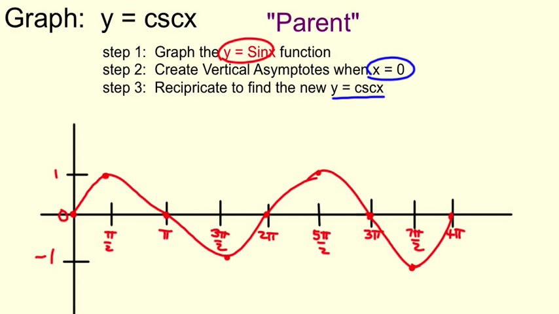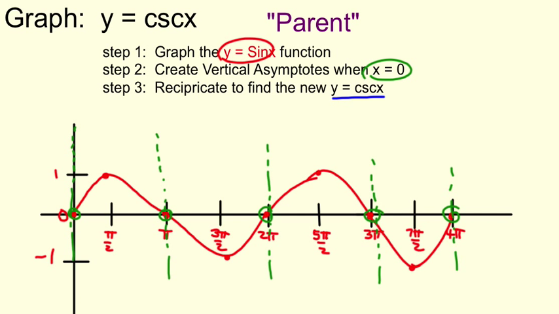Now we're going to create these vertical asymptotes. Let's do them in green. Whenever x equals 0. So here is when x equals 0. Here's when x equals 0. Here's when x equals 0. Here's when x equals 0. And when x equals 0. So it's when it touches, like an x-intercept.